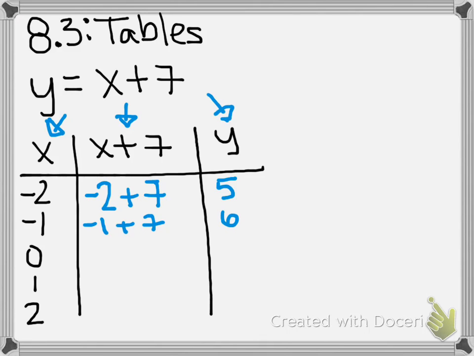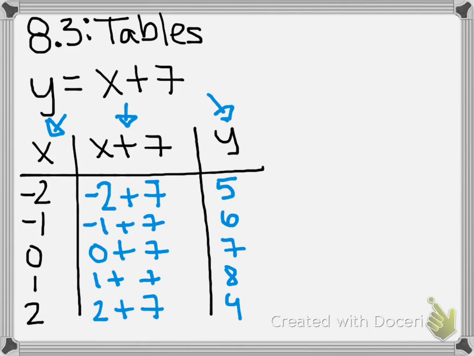And the same with 0. We get 0 plus 7, which equals +7. And then 1 plus 7, which equals 8. And 2 plus 7, which equals 9.